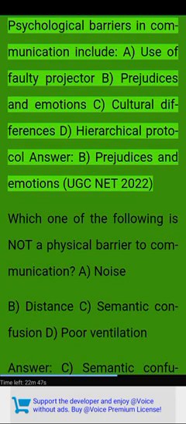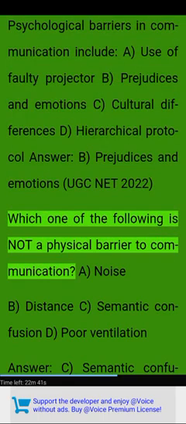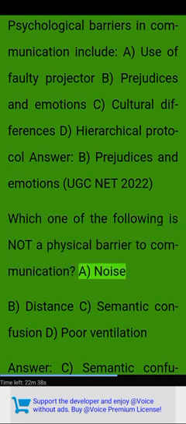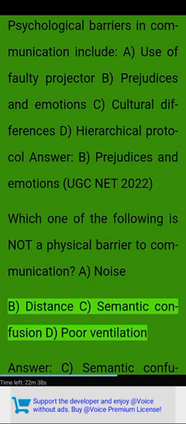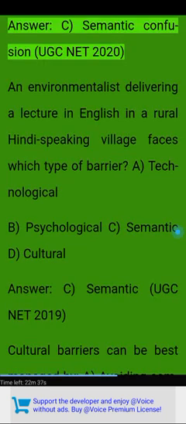Psychological barriers in communication include A. Use of faulty projector. B. Prejudices and emotions. C. Cultural differences. D. Hierarchical protocol. Answer: B. Prejudices and emotions. UGC NET 2022. Which one of the following is not a physical barrier to communication? A. Noise. B. Distance. C. Semantic confusion. D. Poor ventilation. Answer: C. Semantic confusion. UGC NET 2020.